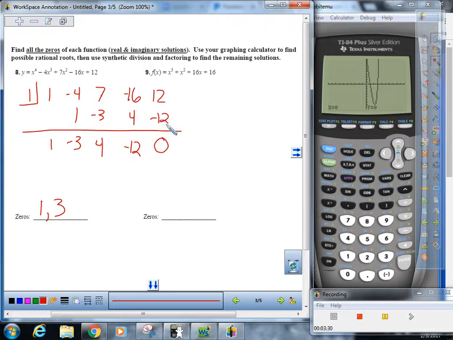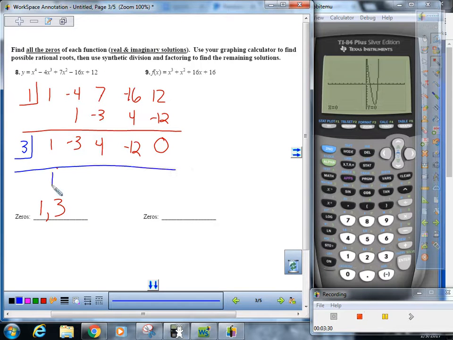Excellent. Perfect, okay? So now what we are left with is x cubed minus 3x squared plus 4x minus 12. I just wrote that down so you would understand what we have. I'm going to erase that now, because what we want to do is take that function and divide it by our other one. We're essentially dividing out what we already know to be answers.